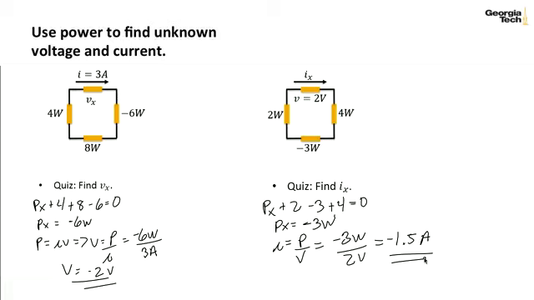So if you know the power in a system, you can use that power to find the current or the voltage, given you know one or the other.